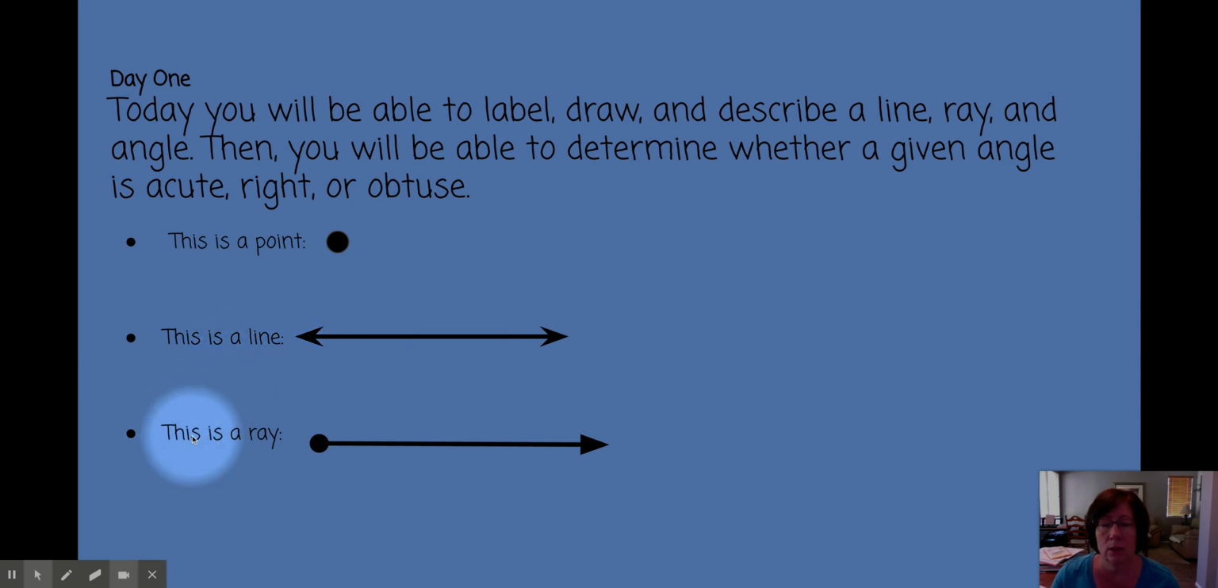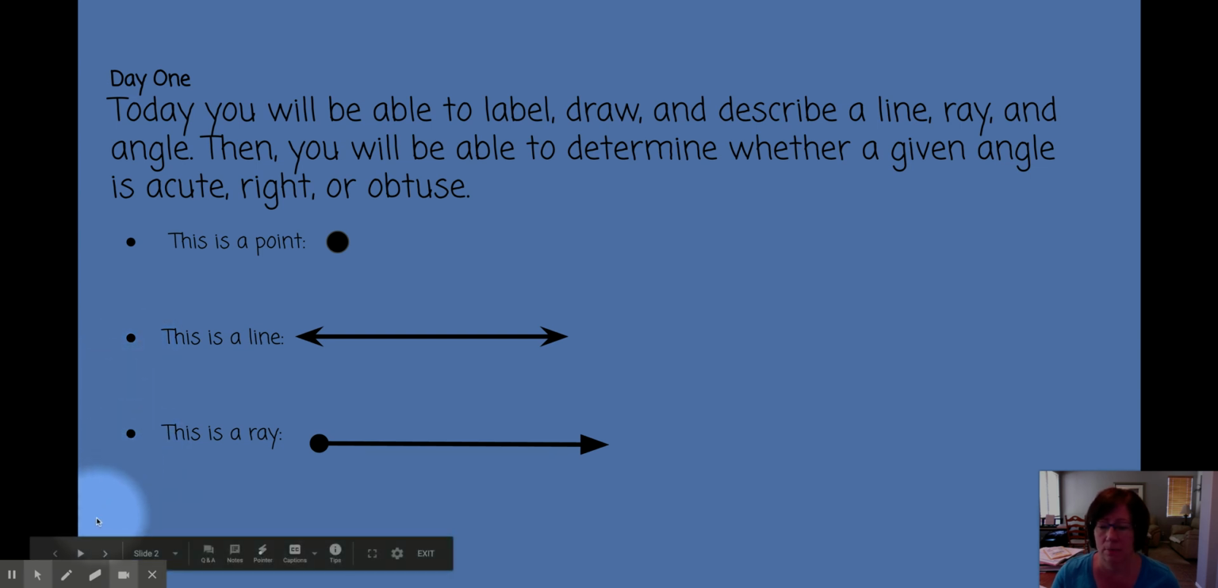Now, a ray looks a lot like a line, but the difference is that on one end, you have a point where the line stops. So it stops here, it's not going to continue going, but it is going to continue going in one direction. So far you've seen a point, a line, and a ray.